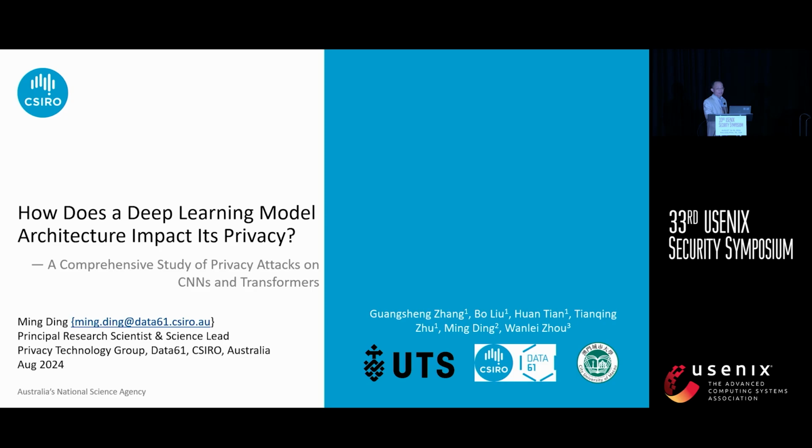Today I'm delighted to give a talk about our work on the impact of deep learning model architecture on its privacy weaknesses. This is a joint work among University Technology Sydney, Data 61 CSIRO, and City University of Macau.